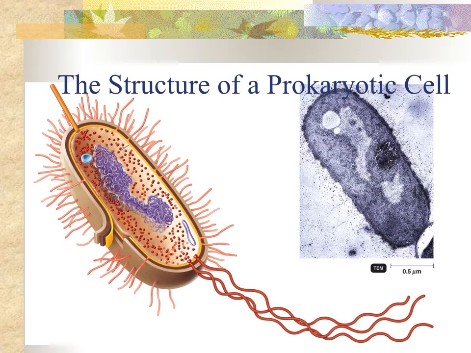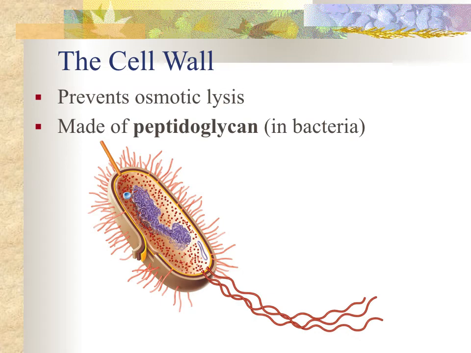So on the left, you see a cartoon image of a prokaryotic cell. On the right, it's an electron microscope photograph, and these cells are all small. Most of them are less than 1 micrometer in diameter, and maybe 1 to 3 micrometers in length. One of the features that is most important for them is the cell wall.